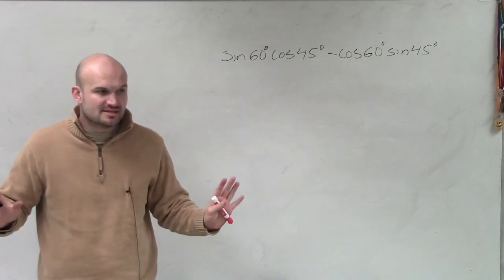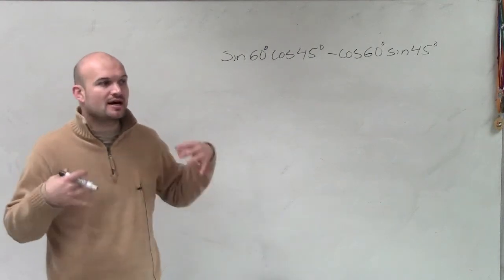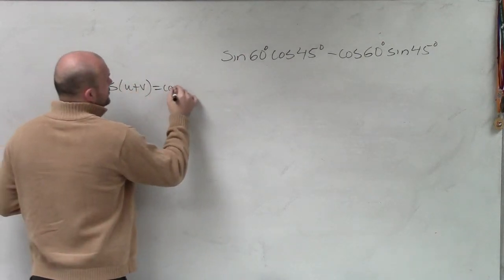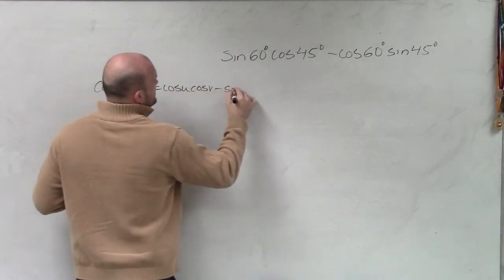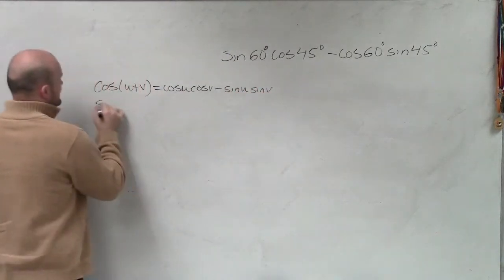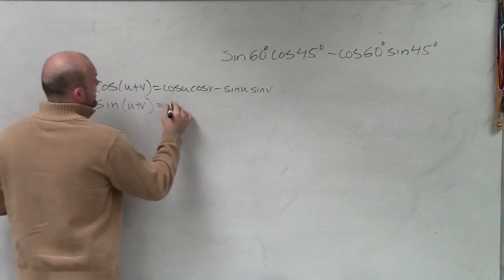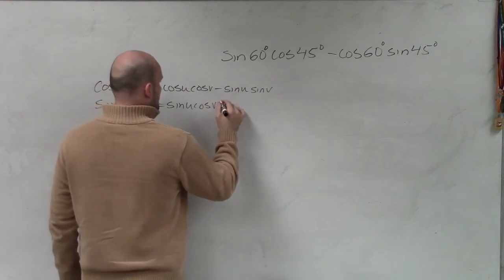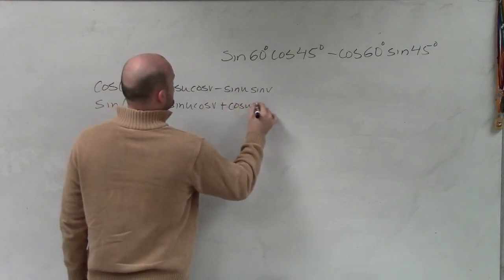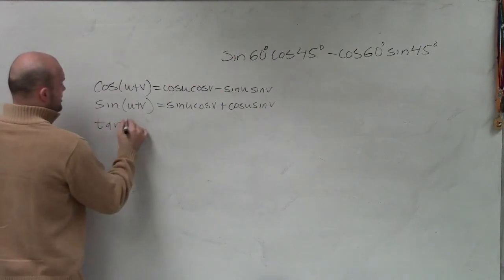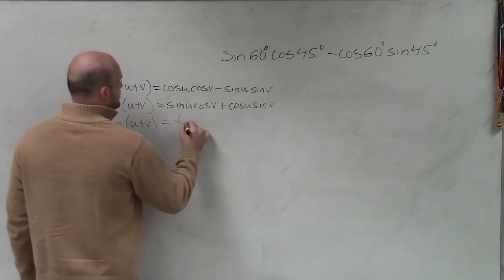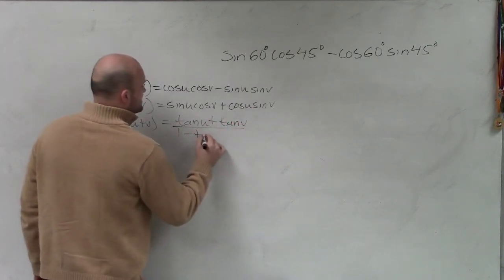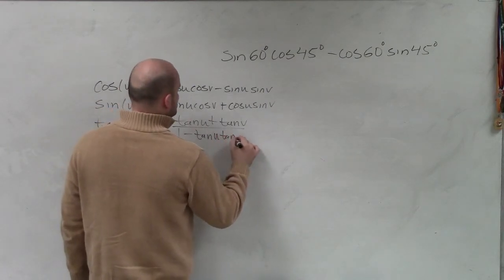I'll just do the sum to keep it consistent. I'll show you the sum of each one to help us understand which one this is. If I did the cosine of u plus v, that would be the cosine of u times the cosine of v minus the sine of u times the sine of v. If I did the sine of u plus v, that would equal the sine of u times the cosine of v plus cosine of u times sine of v. And if I did the tangent of u plus v, that's going to equal tangent of u plus the tangent of v over 1 minus tangent of u times tangent of v.